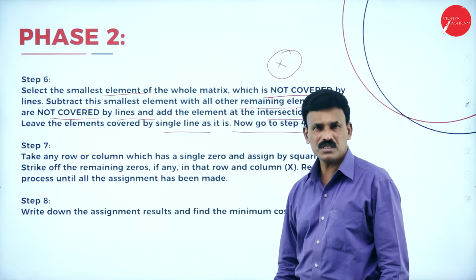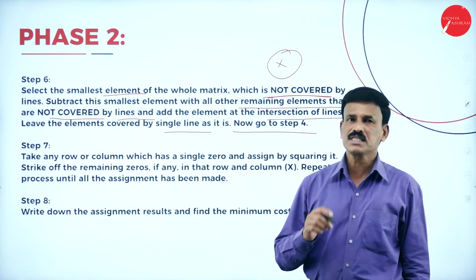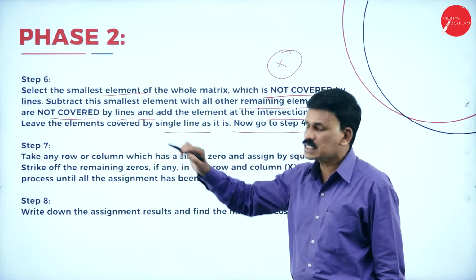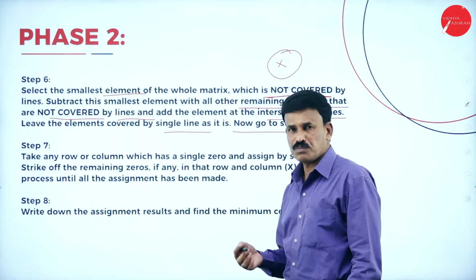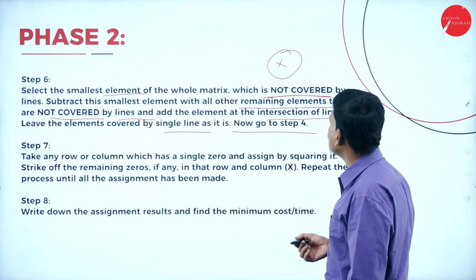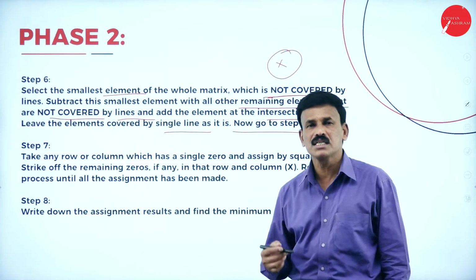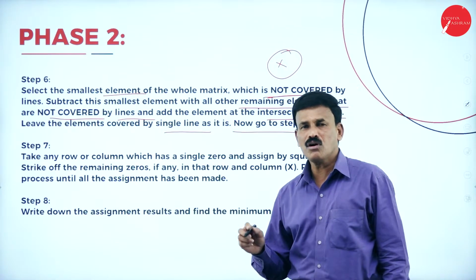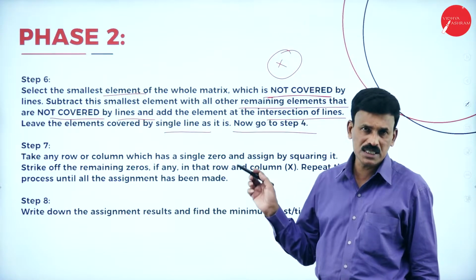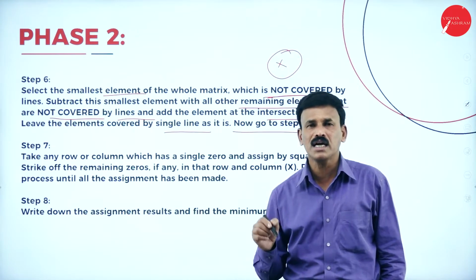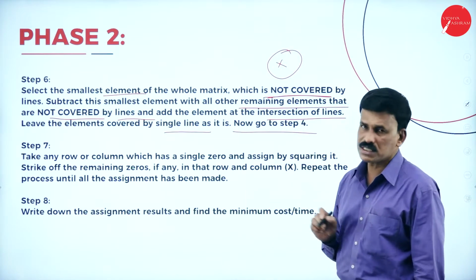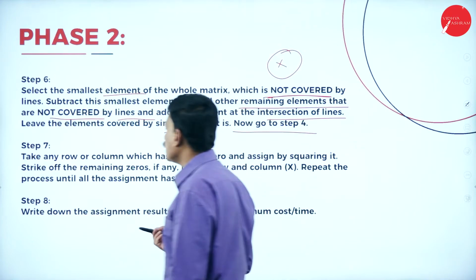Then we go for the next step. The important point in step 6 is: if it is not optimal, find the least uncovered value x, subtract it from all the uncovered values, and at the intersection of the lines add the value of x. That's it. Now go for the next step.